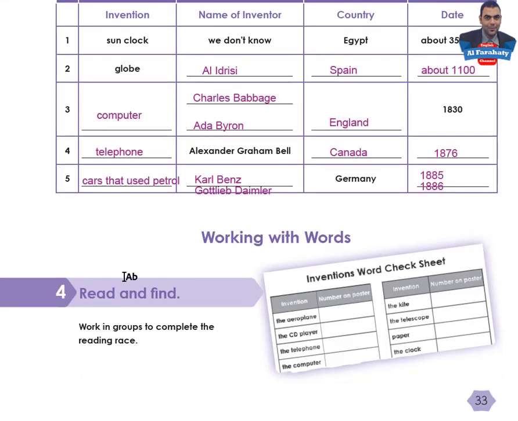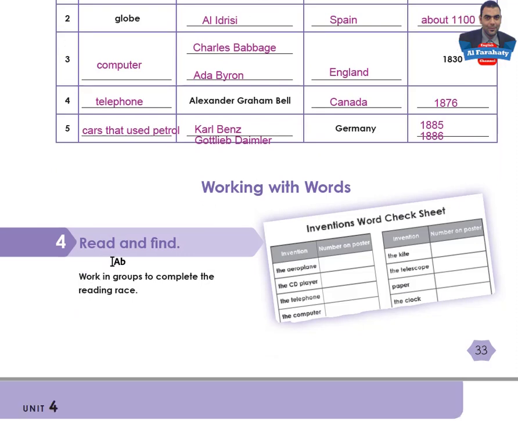Working with words. Activity 4. Read and find. Work in groups to complete the reading race. Invention word cheat sheet. Your teacher may give you an inventions word cheat sheet, and you will work at school. You can use the poster to complete this sheet, but we don't have the poster here, so you can complete this activity at school. By this we've achieved the aims of this lesson.